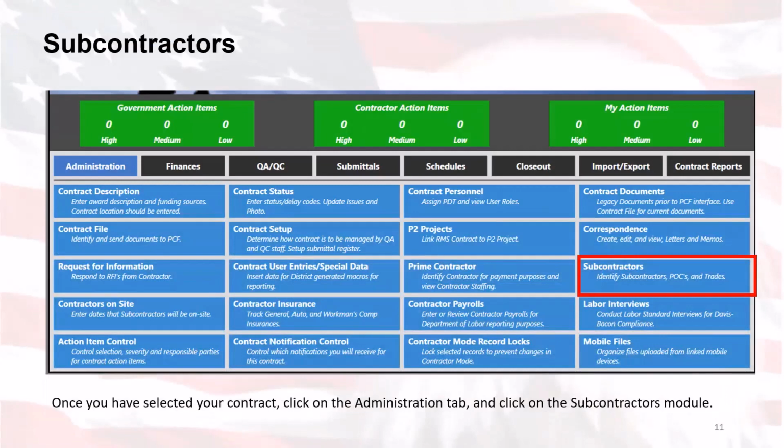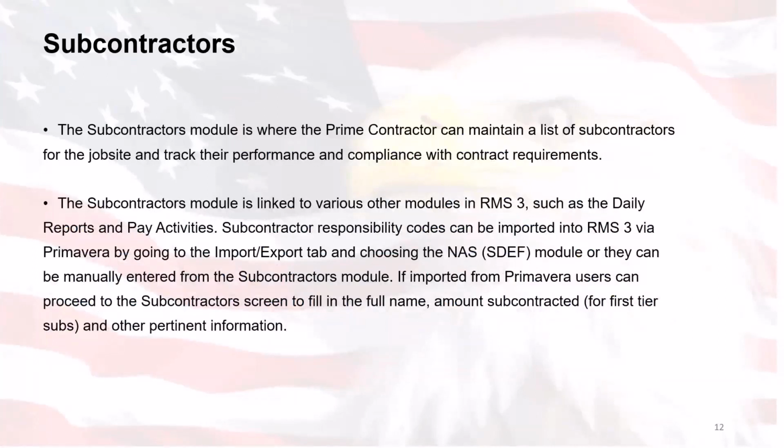Once the prime contractor's information is set up, they're free to work on the subcontractor's information as well. So essentially, you'll click on the administrator tab and then click on the subcontractors module once you choose your contract. The prime contractor is responsible for the control and coordination of all of their subcontractors. So the subcontractors module is where the prime contractor can maintain their subs for the job site by tracking their performance and compliance on the job site to meet contract requirements. The subcontractors module is linked to various other modules in RMS 3, such as daily reports and pay activities.